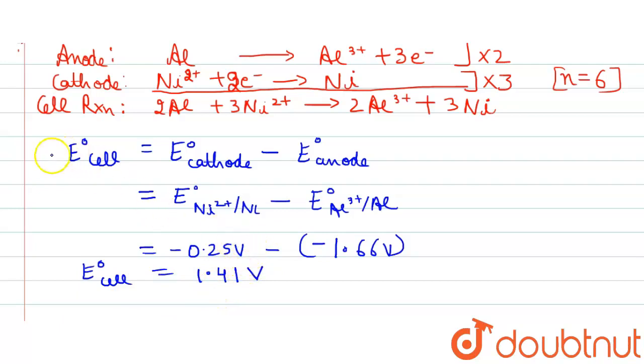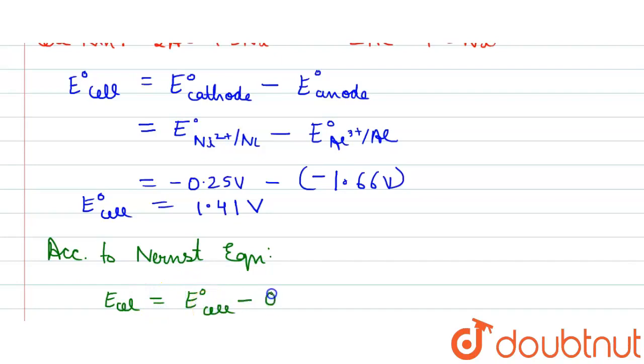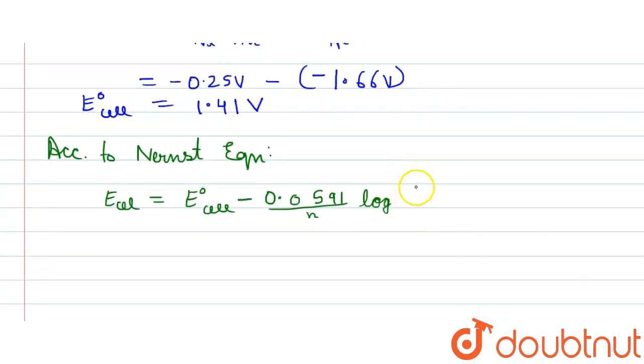So according to the Nernst equation, as we know that we need to find the electrode potential, the value of E cell is equal to E0 cell minus 0.0591 divided by n into log of aluminum 3 positive raised to the power 2 divided by nickel 2 positive raised to the power 3.